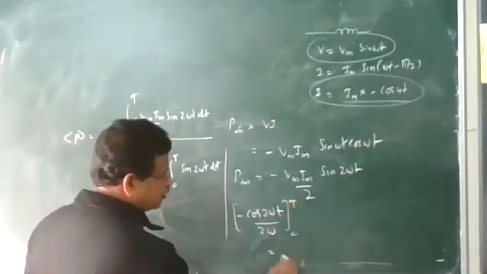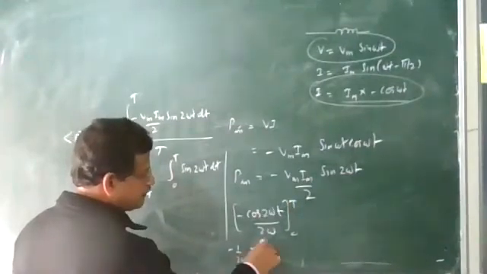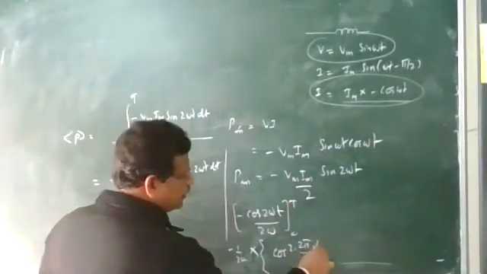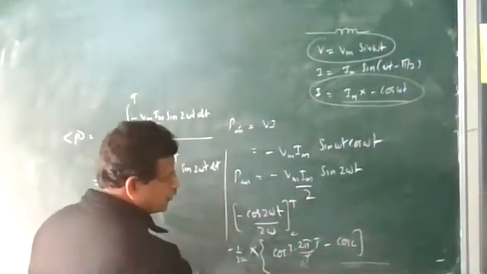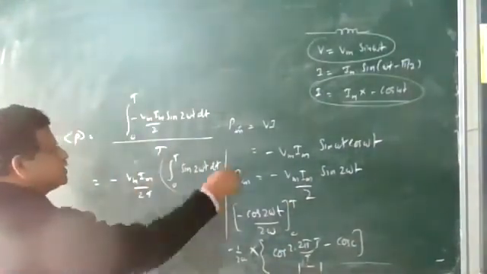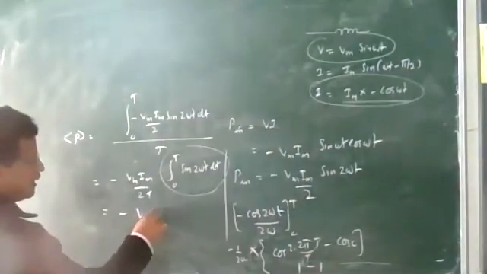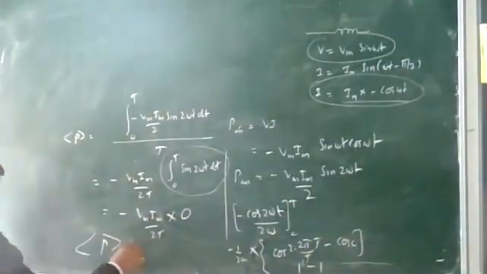This will be equal to minus 1 by 2 omega outside, and the rest inside: cos 2 omega, which is 2 pi by T into T, minus cos 0. What is this? T cancels. Cos 4 pi is 1, minus 1 is 0. So the integral from 0 to T of sin 2 omega t is 0, so minus Vm Im by 2T times 0 is 0. So the average power is equal to 0.